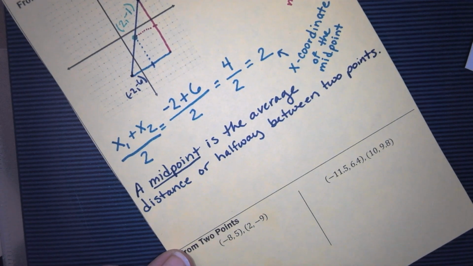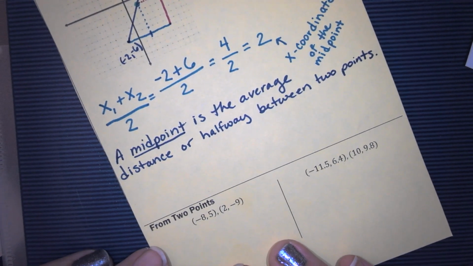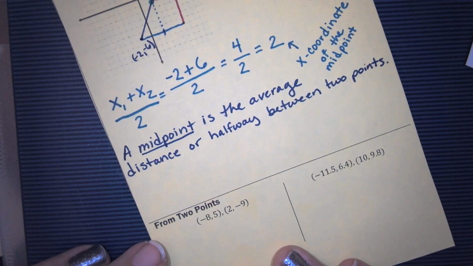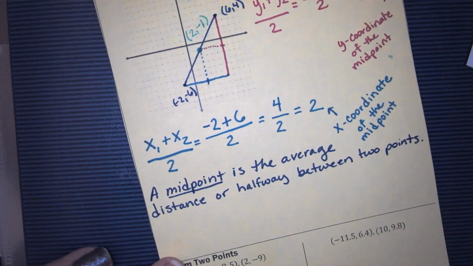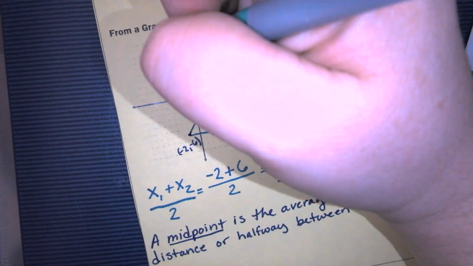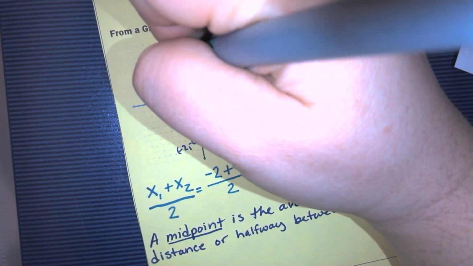So we found that by averaging the x's and averaging the y's, or taking the mean of the x's and the mean of the y's. So if I was asked for the midpoint, our final answer is this (2, -1). So let's label that also. Midpoint.